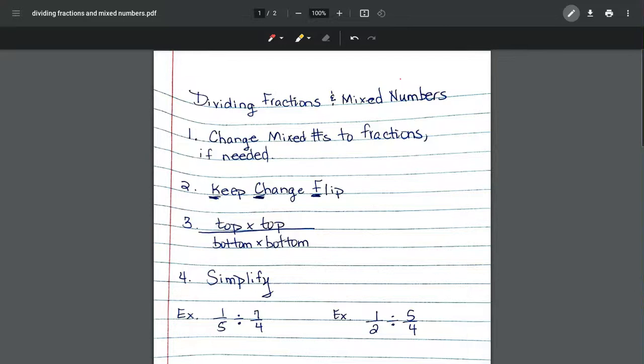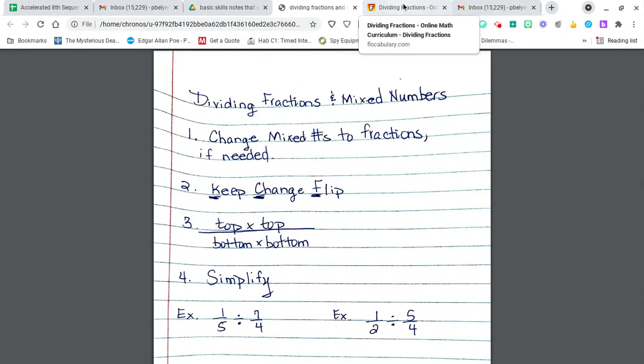All right, so we're going to practice dividing fractions and mixed numbers. But before I go over the steps that I have in my notes, I'm going to show you a video on dividing fractions, okay?